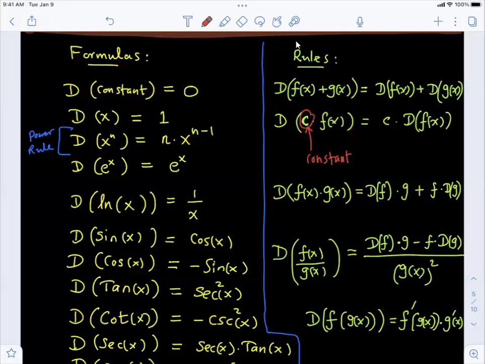So it's that simple. And then, all right, these two properties together, we call them linearity properties. Linearity. Let me use a better color for that.